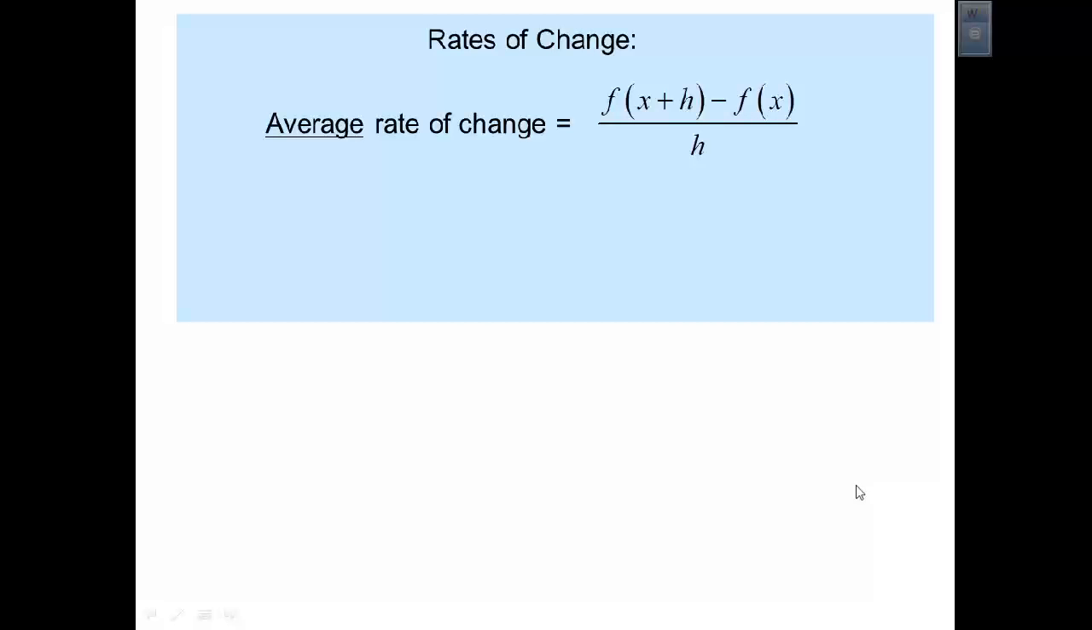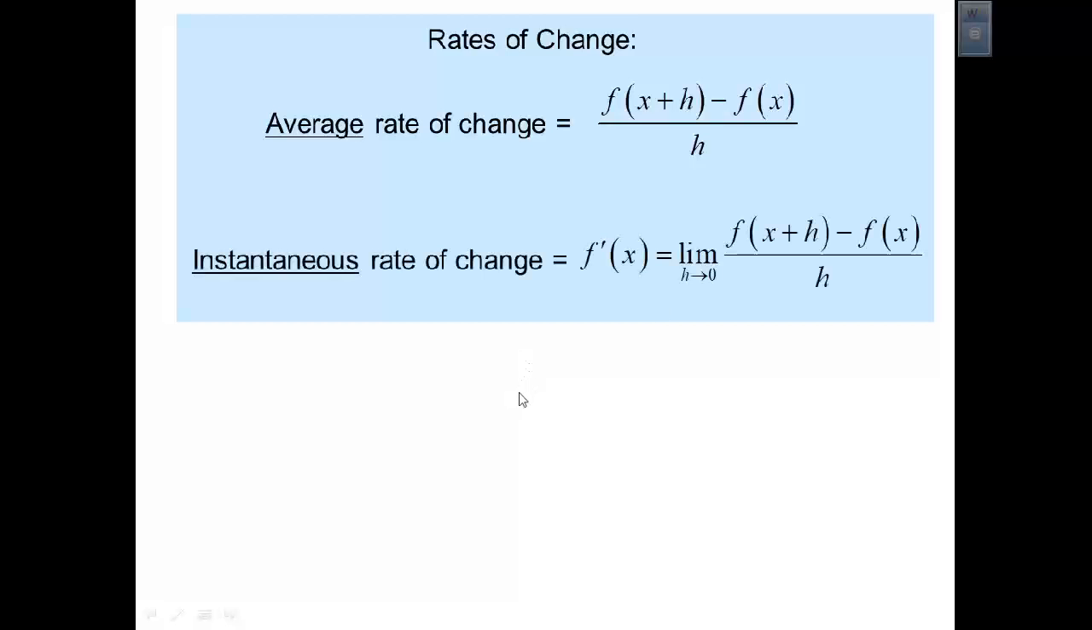All right, so the average rate of change is nothing more than the slope of the secant line. That's all this thing right here is. It's f(x plus h) minus f(x). The x's cancel out on the bottom. So this is nothing more than y2 minus y1 over x2 minus x1. That's just the difference quotient, another way of writing the slope.